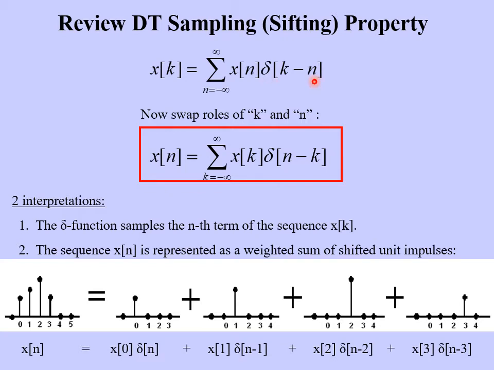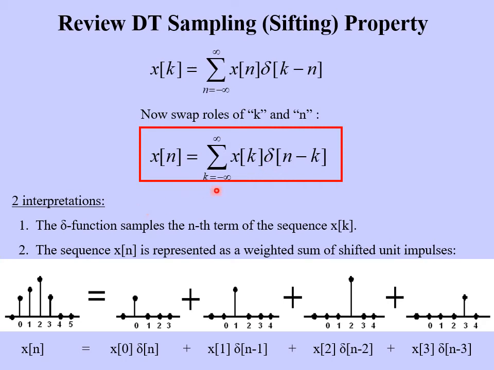And one of the things that you can do with expressions like this is swap the roles of the indices, and sometimes this is called index gymnastics. And so basically wherever we see a k up here, we replace it with an n, and wherever we see an n, we replace it with a k, and we get this expression right here, which is also true. Now this expression here has 2 interpretations.